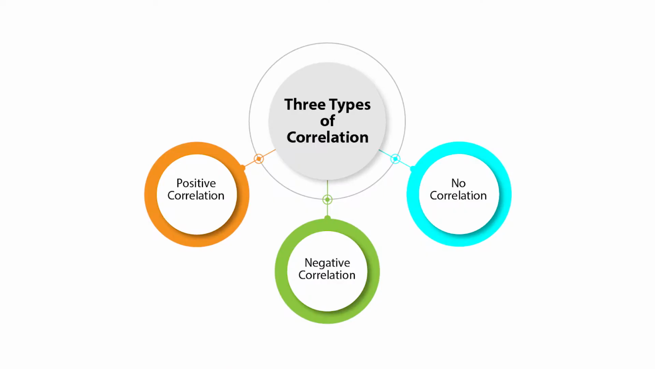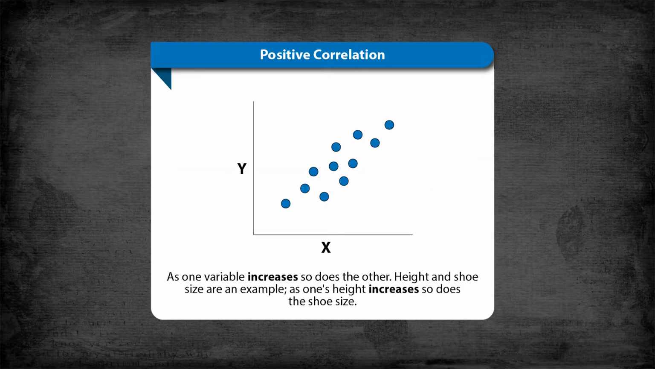Scatter diagram. A scatter diagram identifies the relationship between 2 variables. There are 3 types of correlations: positive, negative and none or no correlation. Positive correlation: as one variable increases, so does the other. Height and shoe size is an example. As one's height increases, so does the shoe size.